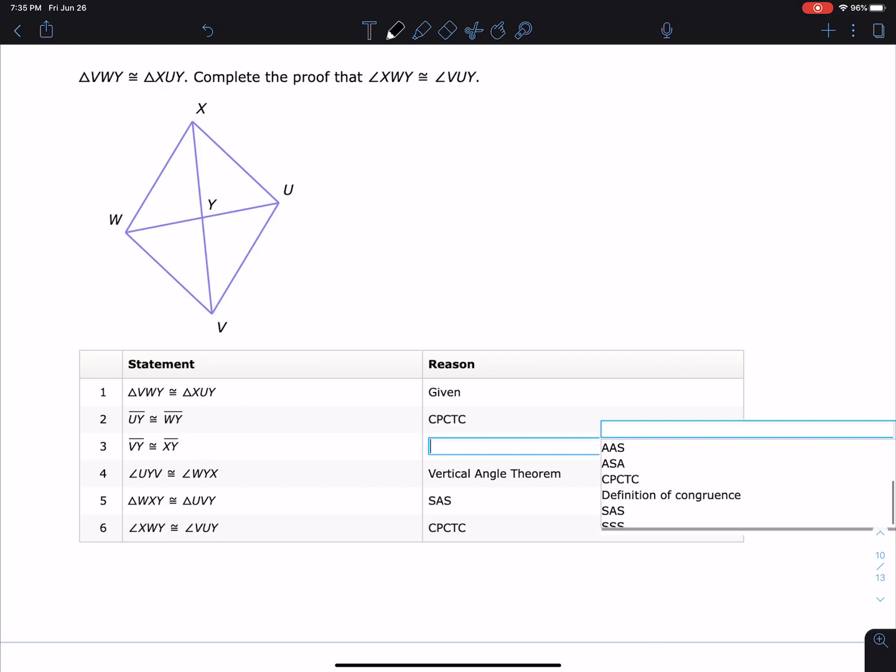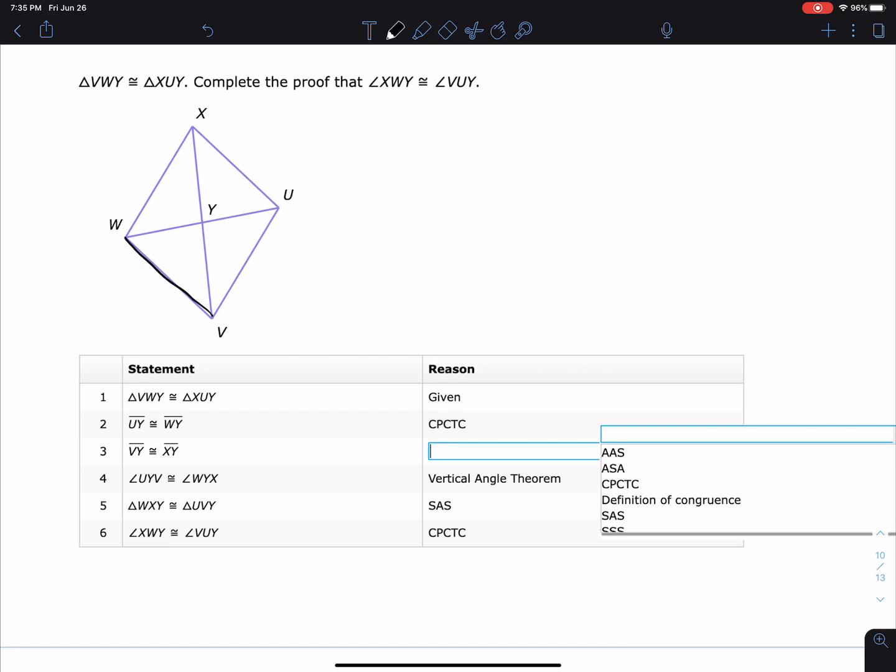Okay. Ooh, here's a big one. Let me see here. So VWY is congruent to XUY. So they're already telling me these triangles are congruent to each other. VWY, XUY. Okay, you got vertical angles here, and then your third side here. Okay. So then how would I know? So UY is congruent to WY by CPCTC. And then how do I know VY is congruent to XY? Another CPCTC. We're done.